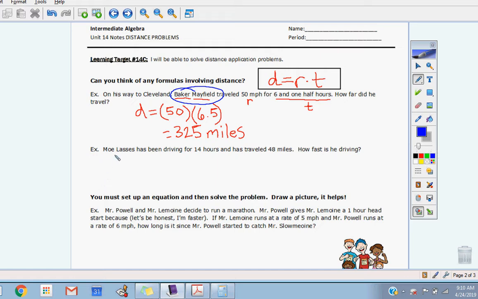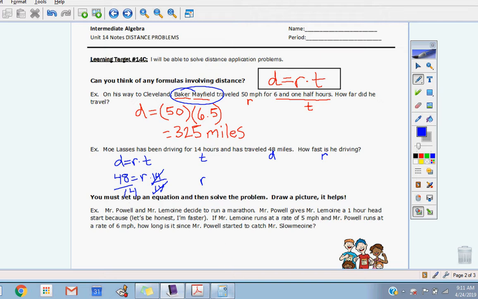All right, so Molasses has been driving for 14 hours and has traveled 48 miles. How fast is he driving? So what's his rate? We don't know. What's his distance? Got it. And what's his time? So now what we do is use our formula. Distance equals rate times time. So the distance is now known. So 48 equals, the rate is unknown, we multiply that by the 14. So we divide both sides by the 14. And let's try to find out a rate here.